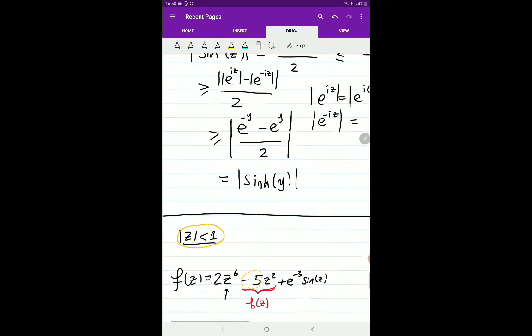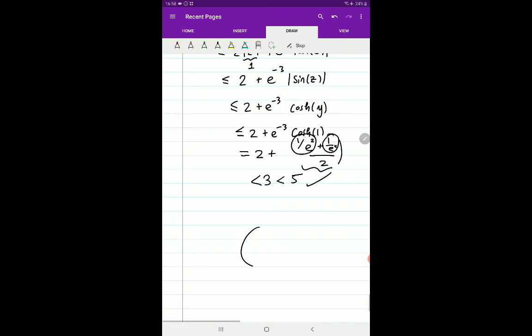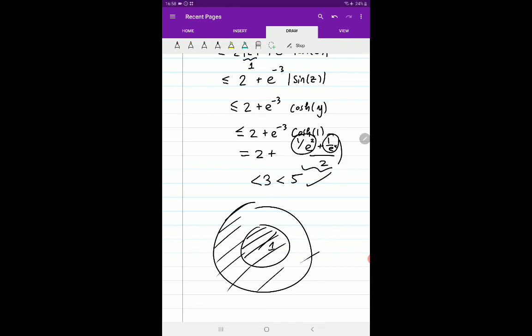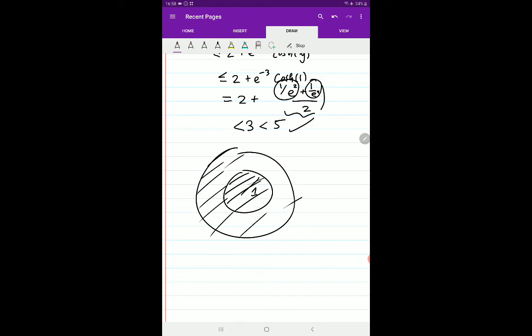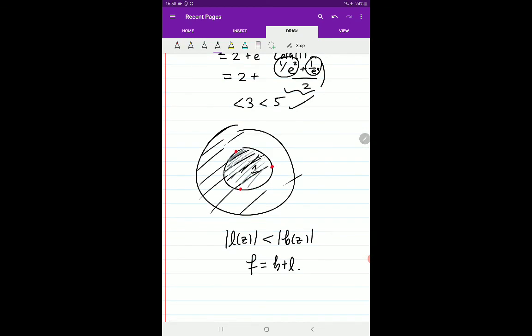Okay, and so f has got 2 zeros here, and it's got 5 zeros on the entire thing. Now you might ask, what if there are some zeros on the boundary that we missed? Because obviously Rouche's theorem only tells you the number of zeros in the interior. Well, because L of z is strictly less than b of z, and f is equal to b plus L, there can be no zeros on the boundary. That's not possible. And so that tells us that there are 3 zeros on here, and that's the answer.